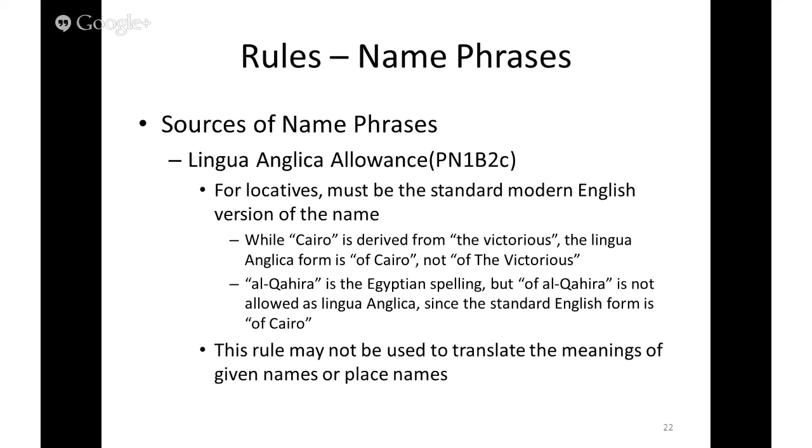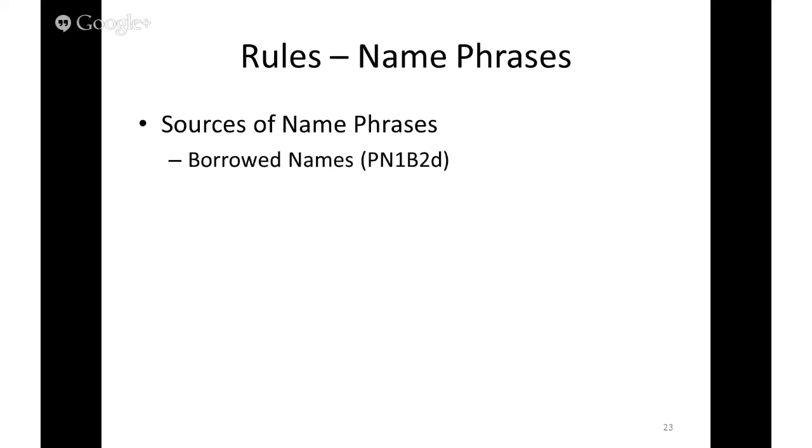It's there for descriptive, it's there for occupationals, and it's there for place names, but not the meaning of the place name, just the standard modern version of the place name.